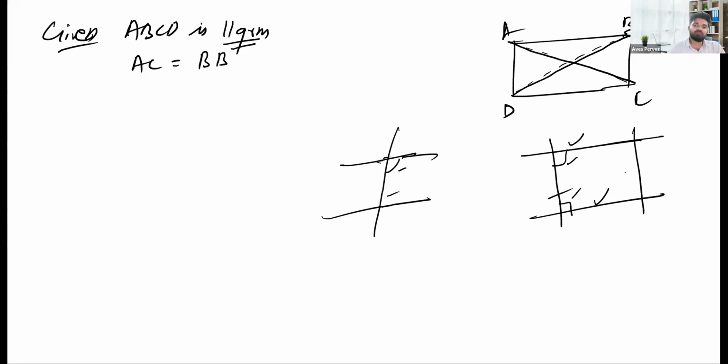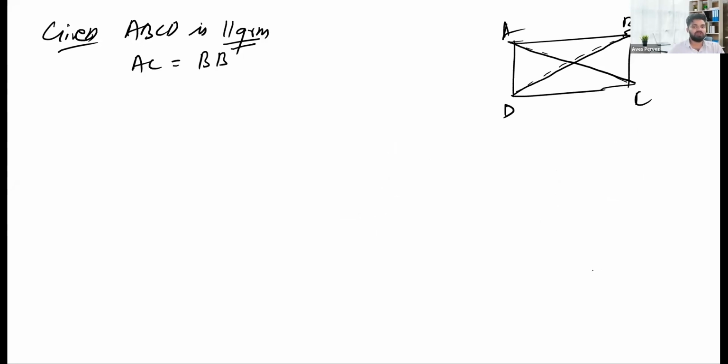Similarly, if this side is parallel to this side, then this angle should be equal to this angle. Similarly, the sum of these two interior angles should be 180 degrees. So let me explain how you can prove this one. Take this triangle, the red one. Again, we are just going to use congruency here.